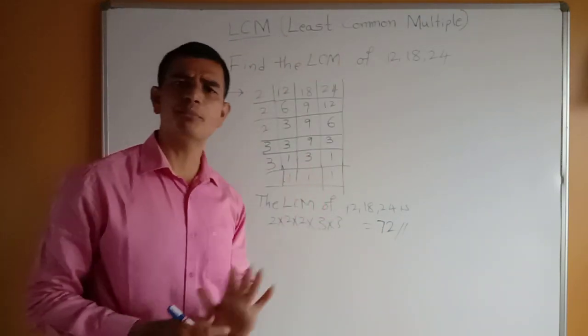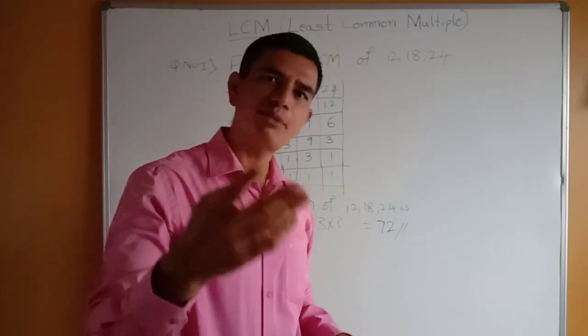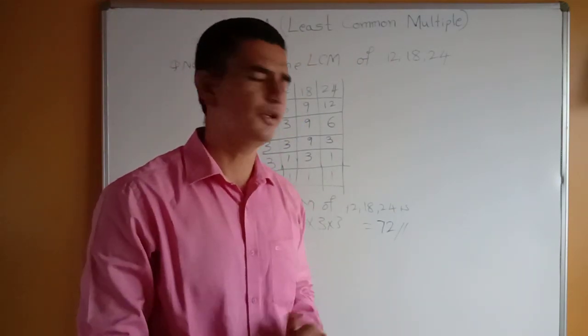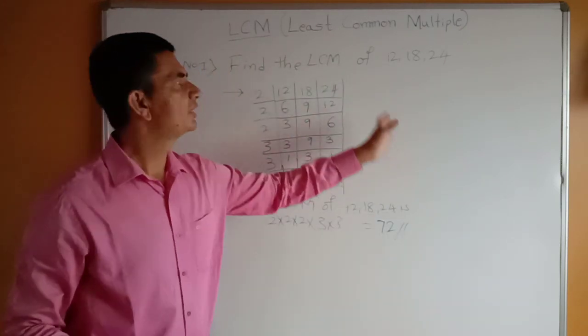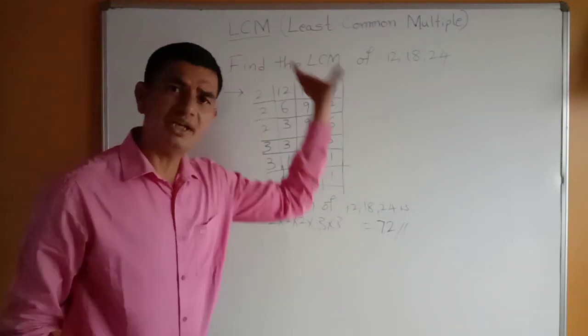They may give any kind of numbers. Sometimes they will give 2 numbers, 3 numbers. They may give 4 numbers, 5 numbers also. We have to write them in the columns, and after that we have to do it with the same method.